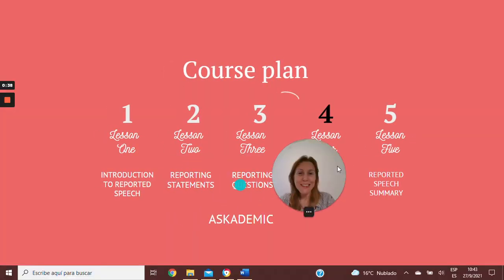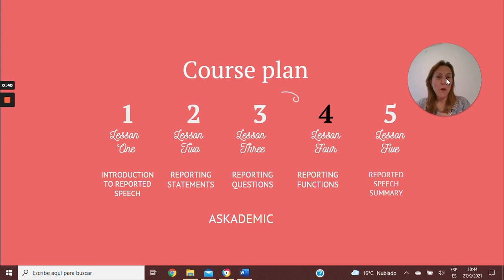This is our course plan. We are on lesson 4 and today we're going to deal with reporting functions. Before, we dealt with lesson 1 where we introduced reported speech. On lesson 2, we learned how to report statements. And on lesson 3, we learned how to report questions. So now we're going to delve into how to report functions. So I hope you enjoy this course and this lesson.